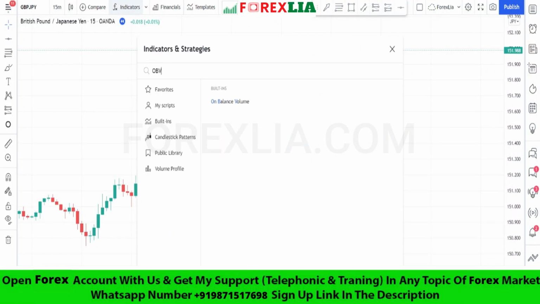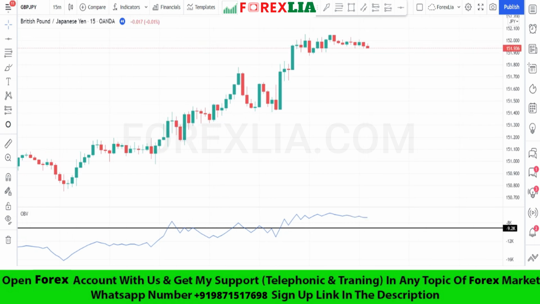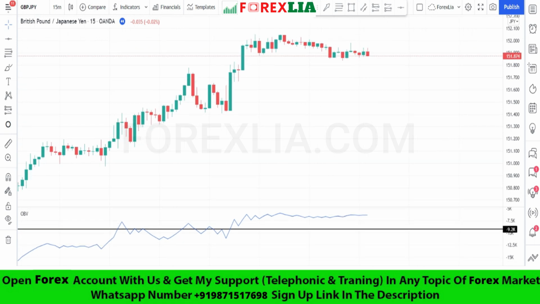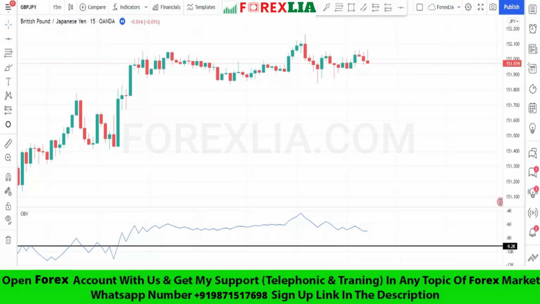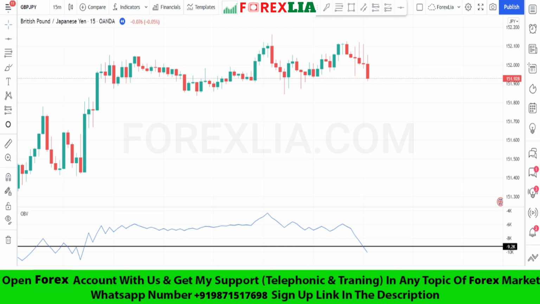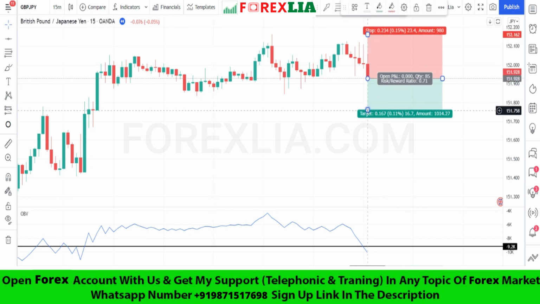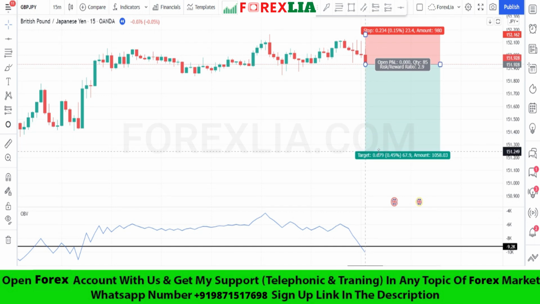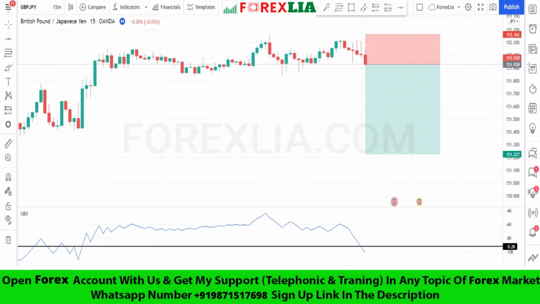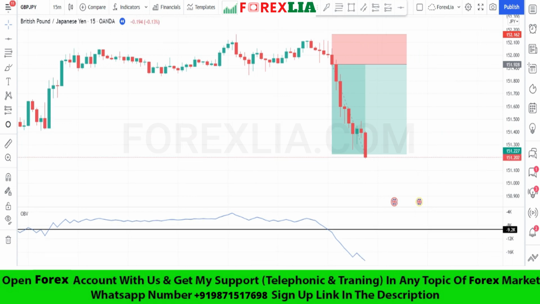This strategy we need On Balance Volume indicator. If On Balance Volume indicator cross middle black line downward, then we take a sell trade. Here is sell signal confirmation. We place sell trade here. Set stop loss previous high point. Set profit target 1:3. We won this trade.